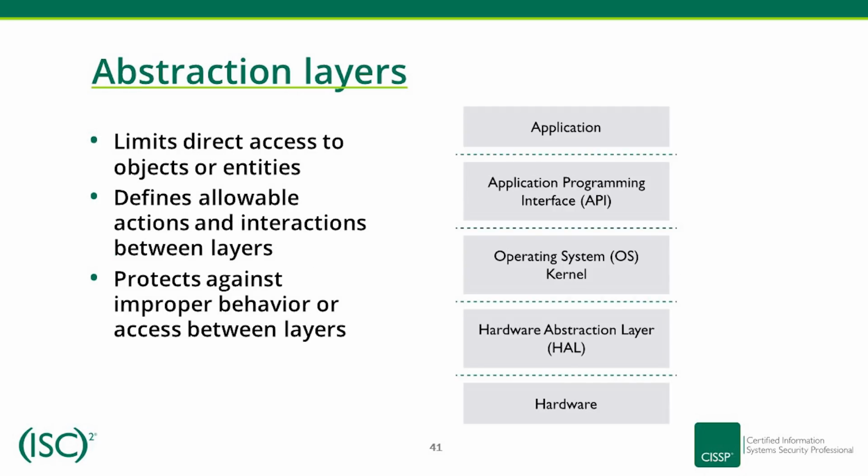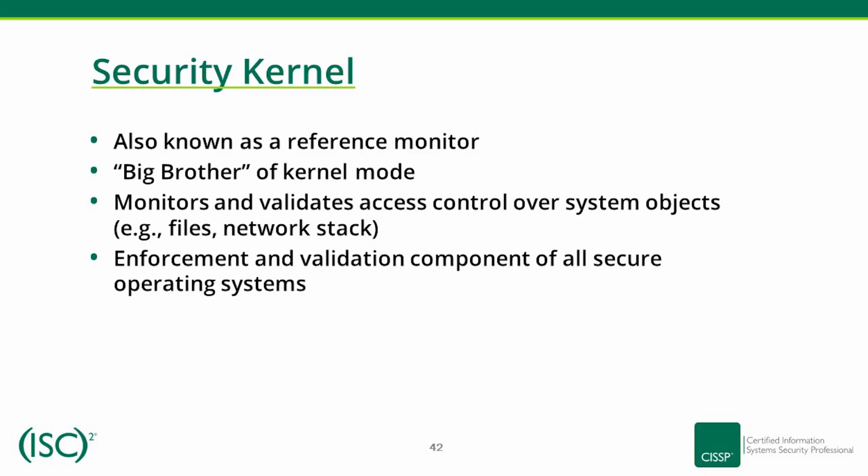Abstraction layers. Limits direct access to objects or entities. Defines allowable actions and interactions between layers. Protects against improper behavior or access between layers. Security kernel. Also known as a reference monitor. Big brother of kernel mode. Monitors and validates access control over system objects, for example, files, network stack. Enforcement and validation component of all secure operating systems.